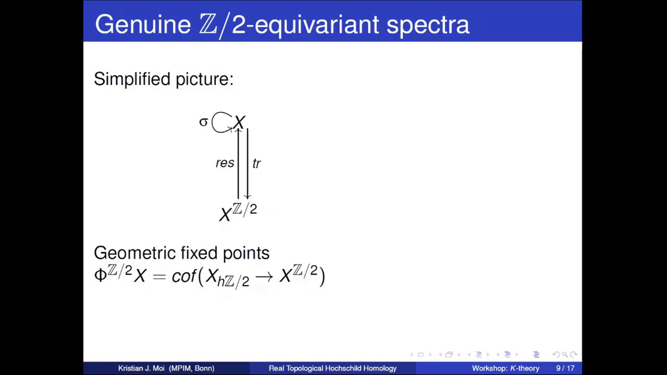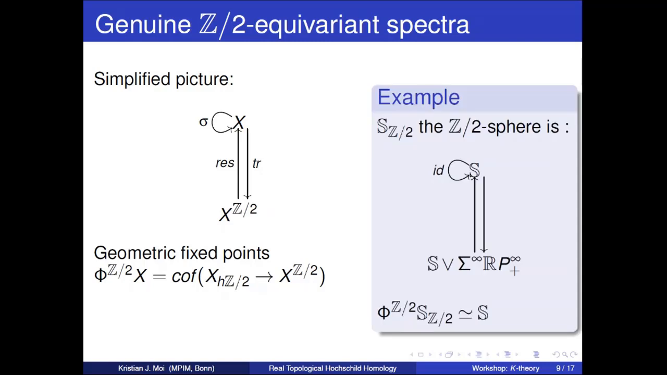Let me give you an example of such a structure. That is the Z/2-equivariant sphere. That's the sphere with the trivial action, so the action on S is just the identity. And then the fixed points, rather than just being what one might expect, just the sphere itself, it splits. It has two pieces: one is the sphere, which corresponds to the geometric fixed point part, and then there's an additional RP infinity showing up. I just wanted to show this to say that even the simplest spectrum, maybe the sphere, is more complicated than you might expect.